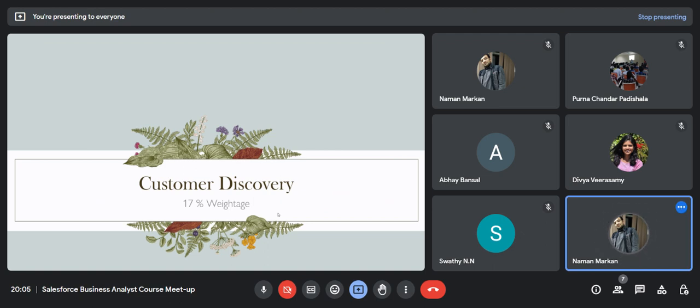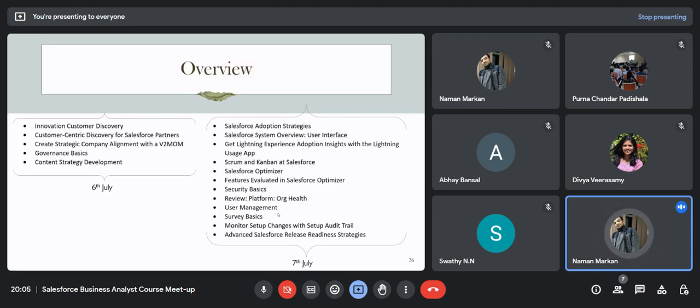Then we jumped to customer discovery. Customer discovery involved theoretical sessions and Salesforce implementation, where we talked about a few models like V2MOM, and looked into governance basics and some strategies related to content development. We also covered why we have to make sure that customer needs a center point of view, and how we can ensure customer-centric discoveries related to the Salesforce partner.